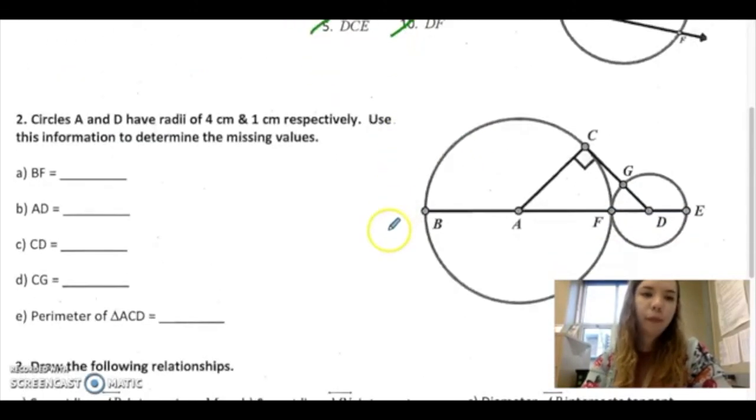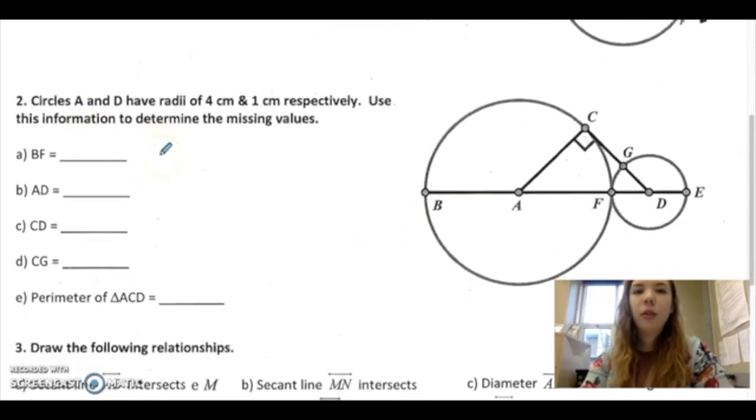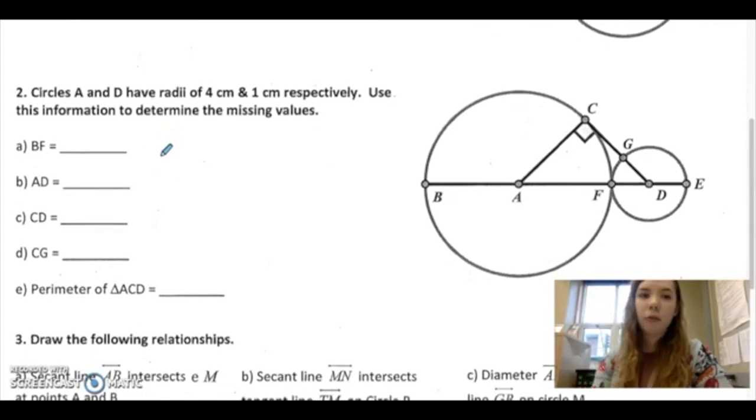Okay, number 2. Circles A and D have radii of 4 centimeters and 1 centimeter respectively. Use this information to determine the missing values. So 4 centimeters for the larger circle, 1 centimeter for the smaller circle. And it asks us to find BF. B to F would be a diameter of 8 centimeters. AD would be 5.